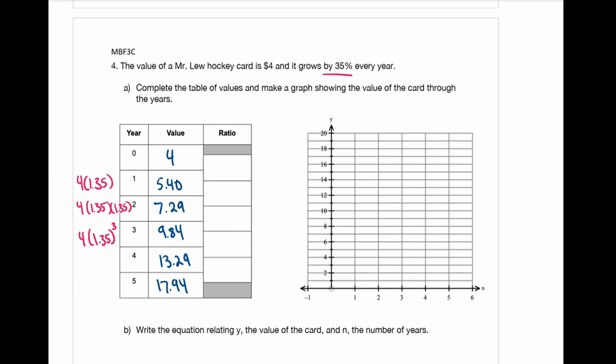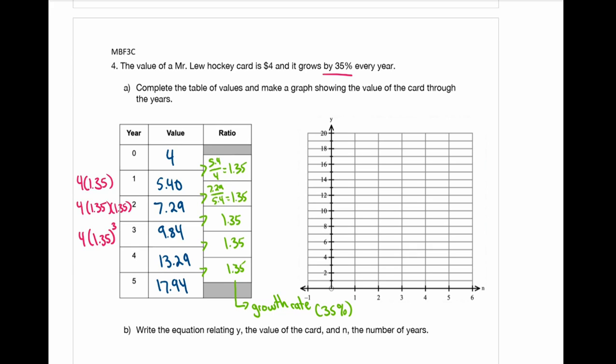The ratio, so when I divide the bottom by the top, kind of like first differences, except instead of subtraction, we're using division. 5.4 divided by 4 equals 1.35. 7.29 divided by 5.4 equals 1.35. And you kind of see the pattern that we're going to be getting. It's all going to equal 1.35, because the ratio should tell us the growth rate, which in this case was 35%, or basically that decimal added on to 1.